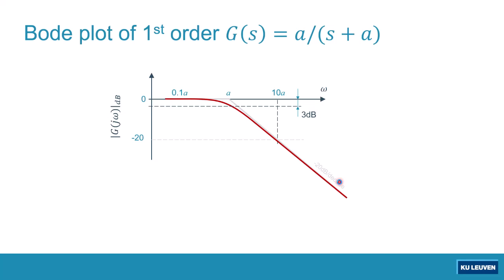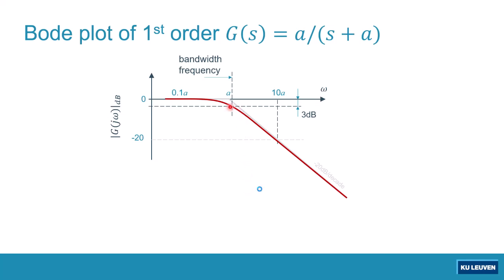Normally, I want to introduce one more terminology here. The frequency at which the magnitude from the real plot here is equal to 3 dB below the magnitude at low frequency. So this one, let's say, the frequency at this point will be slightly larger than A. This is what we call the bandwidth frequency.